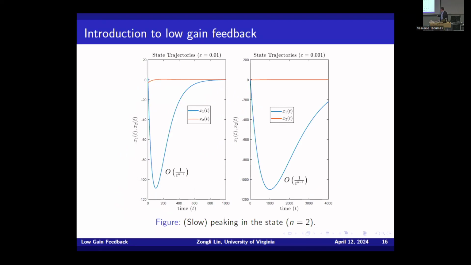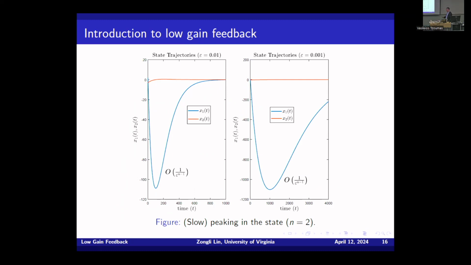Also an example: the same second order system, with epsilon equal to 0.01, and this is 0.001, 10 times smaller. Now you can see that you have the two states. The red one is the second state, which doesn't peak. The blue one is the first state that peaks. And now we can see this peaking. Why I say slow peaking: look at the time scale.